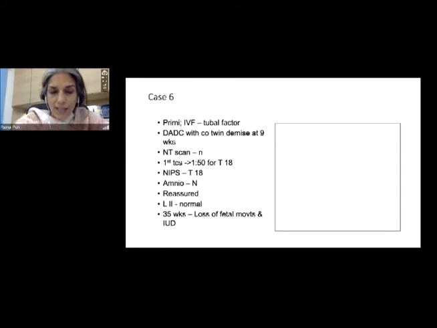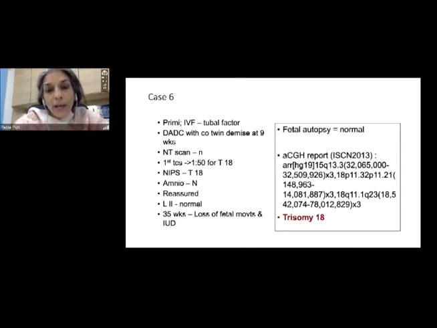But at 35 weeks, there was an intrauterine death. And when we did the microarray in the placental tissue, it showed trisomy 18. And this just goes to show that this was confined placental mosaicism because the fetal chromosomes were normal and here the intrauterine death was as a result of confined placental mosaicism.